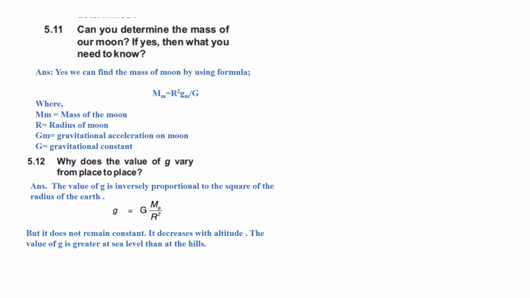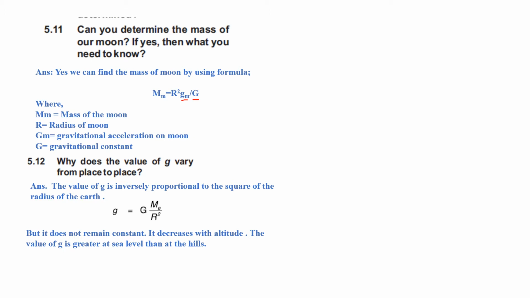So to find out the mass of the moon, you just use the formula that we have used for the mass of Earth. You just change the subscript, like M_e with R squared, and gravity will be represented by g_m, as the gravity on the moon is equal to g_m, and G will remain the same. So all these values are written over here. In this way you can calculate the mass of the moon.